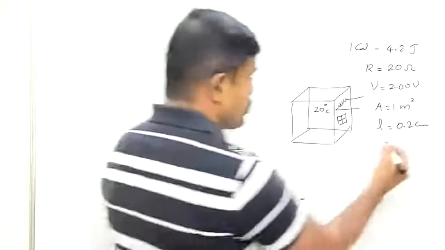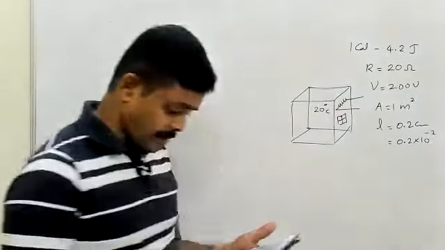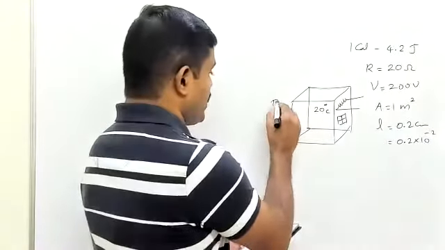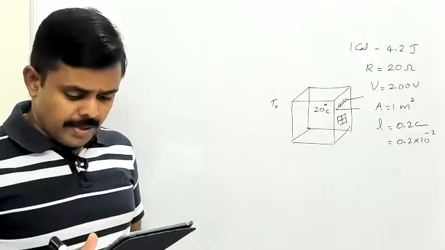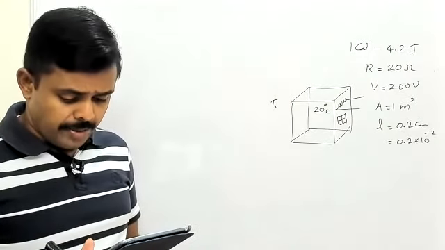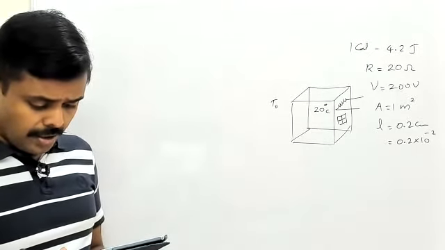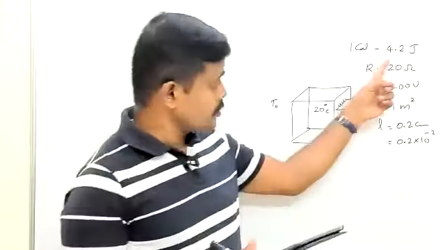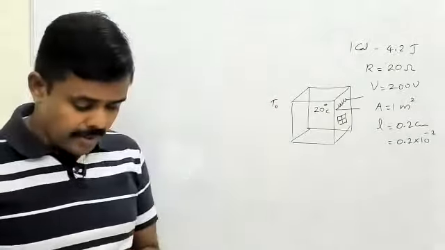0.2 centimeters can be converted to 0.2 into 10 power minus 2 meters. Then what will be the temperature outside? Temperature outside is to be calculated. Given the thermal conductivity is 0.2 calorie per meter per degree Celsius, and 4.2 joules per calorie. That is given. Read the question carefully.